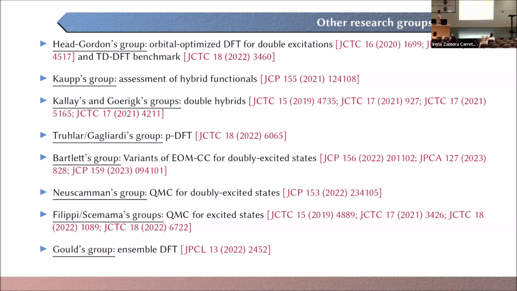There is the group of Don Truhlar and Laura Gagliardi that have done pair DFT as well a lot. There is a new paper about this. And Rod Bartlett's group has been using it to improve equation of motion coupled cluster, especially for doubly excited states, and also Nosk Amans and Anthony Scemama and Claudia Filippi for QMC, to go to excited states, and a team for DFT.